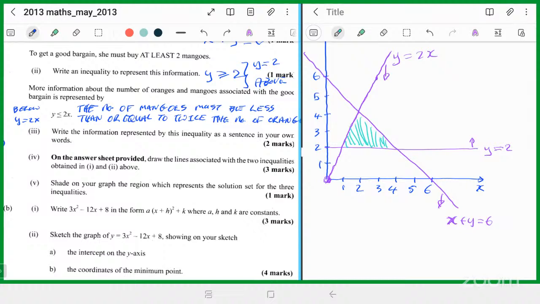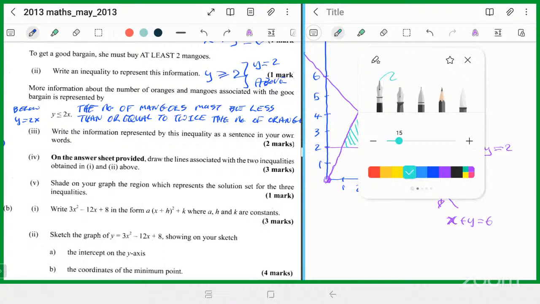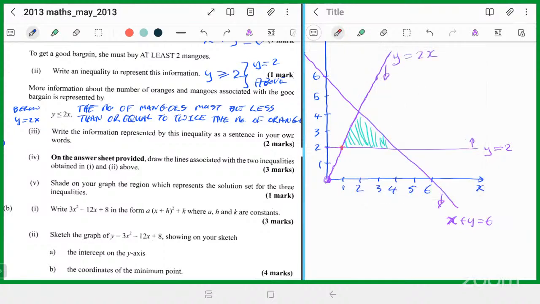If you want the maximum or minimum of anything, you have to go to the vertices. But this one didn't want it. This vertex would have been 2, 4. This vertex would have been 4, 2. You use these vertices to work out the maximum of anything, and if you want the minimum of anything, you go to that one.